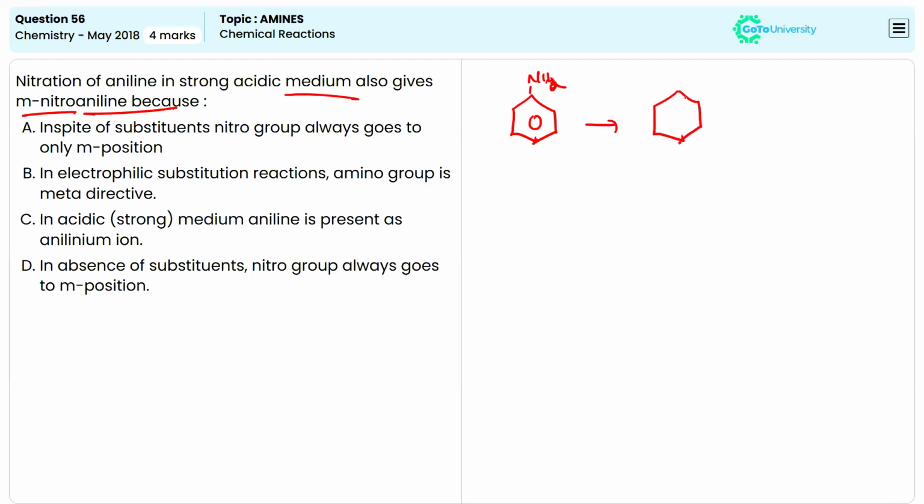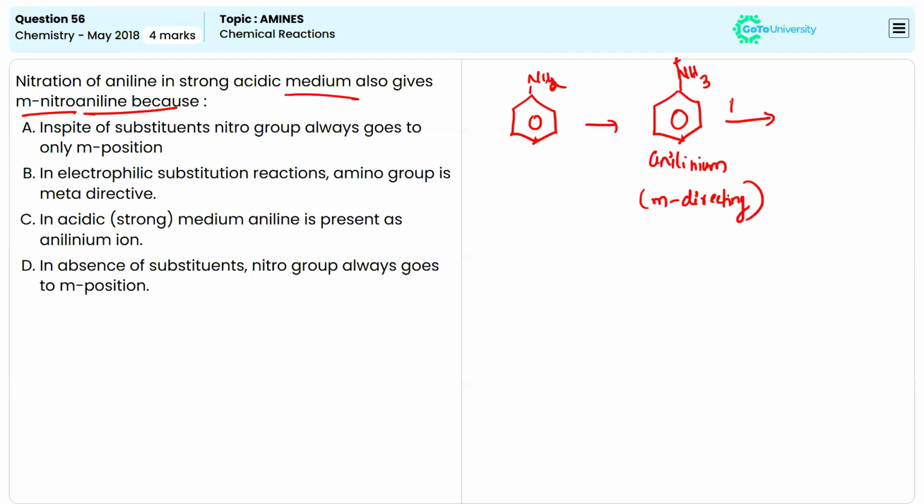So this will be converting into anilinium ion. Usually, in aniline, reactions like bromination take place at ortho and para positions, right? But in case of nitration it will come to the meta position. The reason is aniline in acidic medium will abstract the H plus ion, acting as a base, and produce the NH3 plus ion or anilinium ion. This anilinium ion is different. This is meta directing.